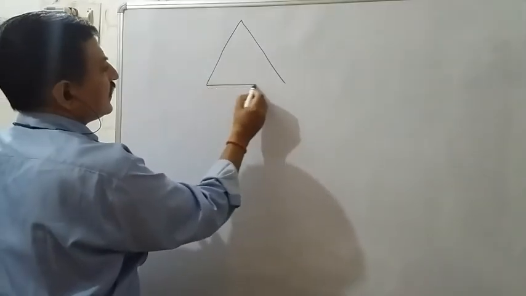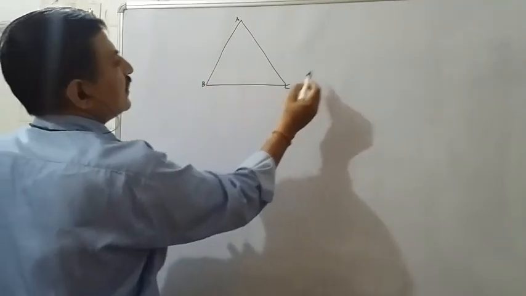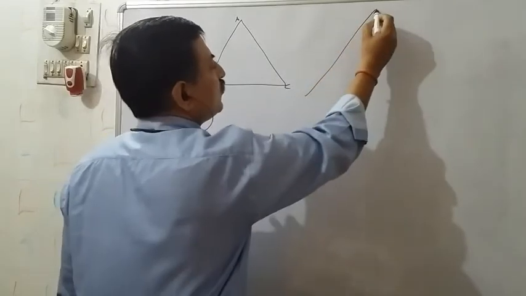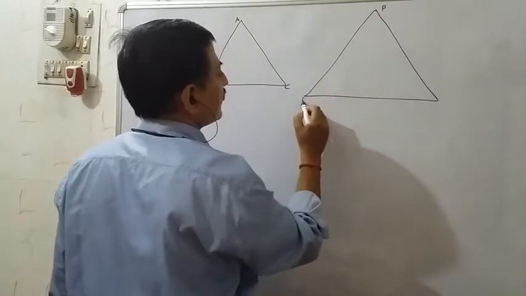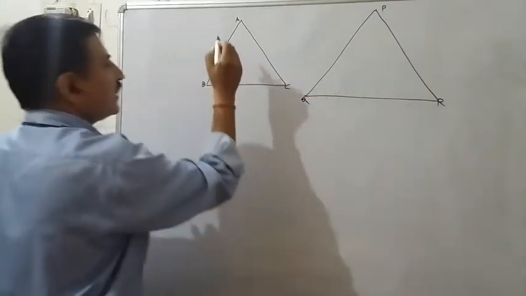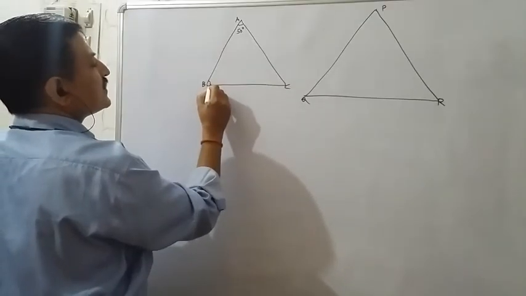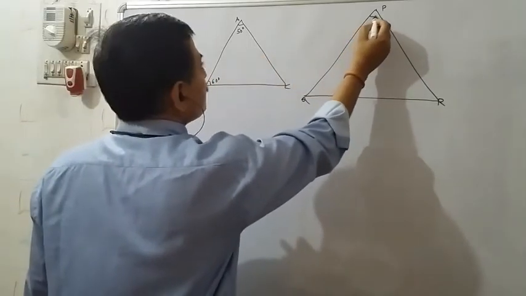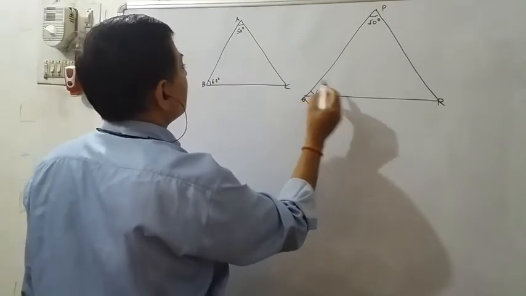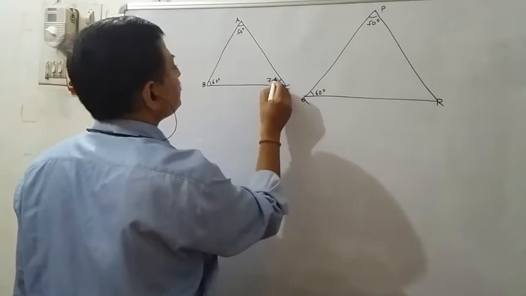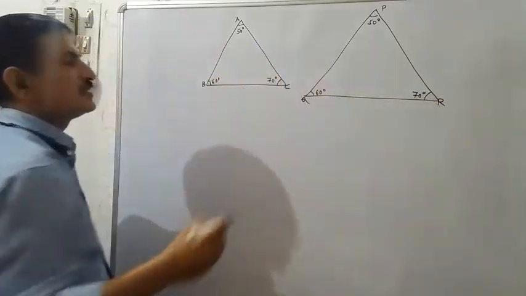one triangle ABC and another triangle PQR. Angle A is given as 50 degrees and angle B is 60 degrees. Angle P is also 50 degrees and angle Q is 60 degrees, and angle C is 70 degrees and angle R is also 70 degrees. You will see that all three angles are given and they are equal.